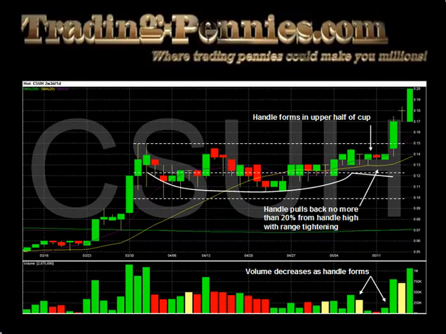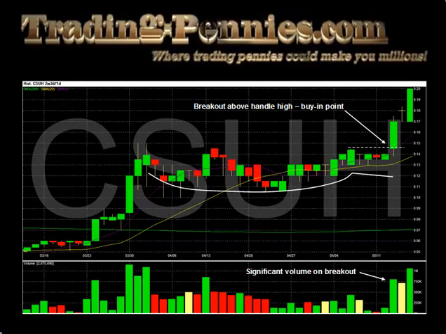The handle. The handle of the cup represents a pullback from the right side high of the cup. A properly formed handle should drift downward along the price lows or demonstrate a shakeout, which is a quick drop in price below the prior low that closes in the upper half of the day's range. A proper handle should form in the upper half of the cup and not decline more than 10 to 20% in price from the right side cup high. Volume should decrease along the handle formation, or the handle should become tight with little price change. Handles that are wide and loose or that wedge upward along their lows are faulty and frequently fail.